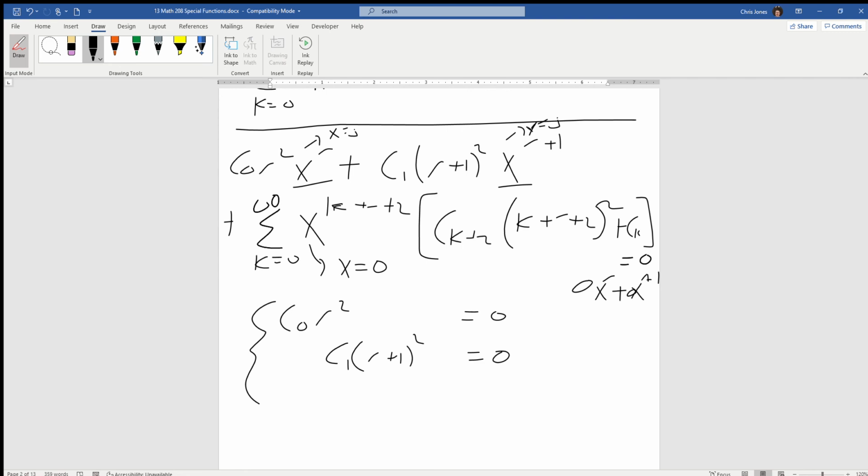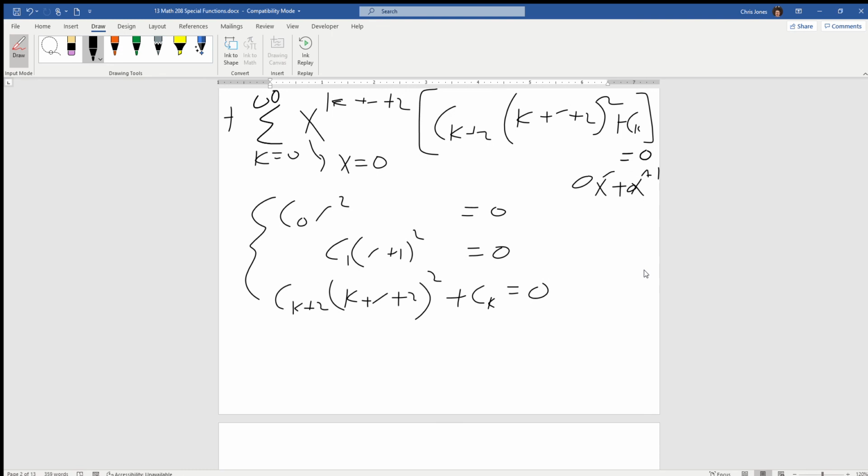And then we also have the recurrence relation. We have c sub k plus 2 times (k plus r plus 2) squared plus c sub k is going to be equal to 0. All right, so there's actually 3 equations in this system.